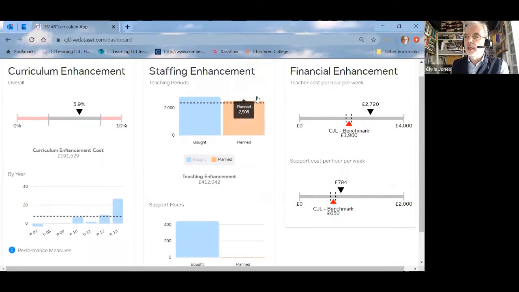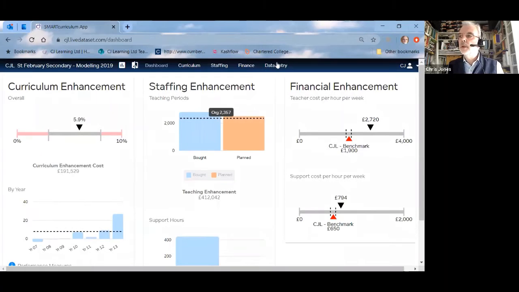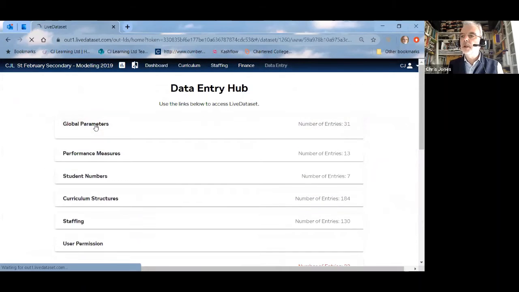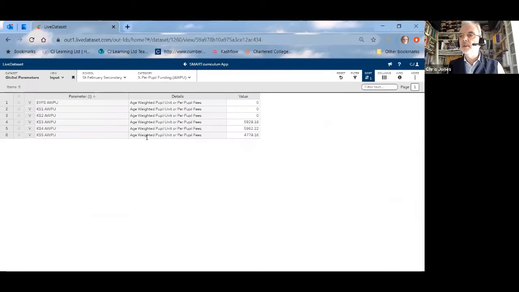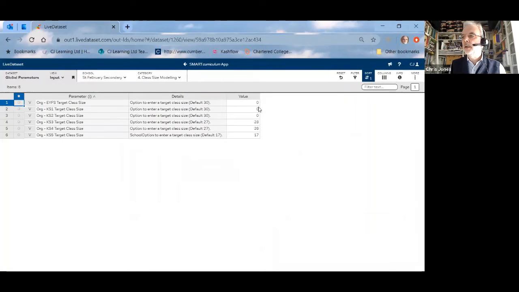So in the same way that in the teacher taught curriculum, we have defined a range of subjects. We've named a list of subjects and we can assign those to a year group. And we are familiar with the fact that there is a teaching ratio that we are targeting. The standard teaching ratio that we're working to is 1 to 27. Now, in your data entry hub, if you are going to change that pupil-teacher ratio, we would go to our class size modeling and we would change it.